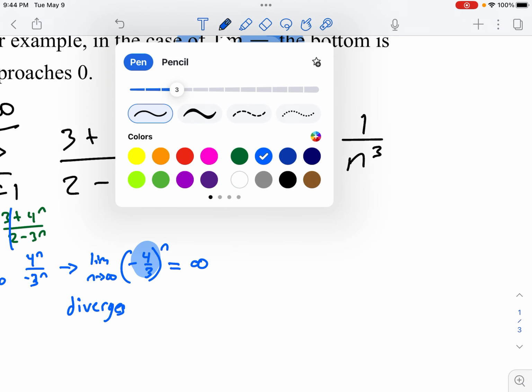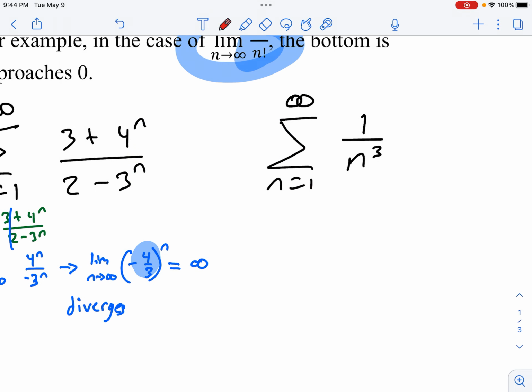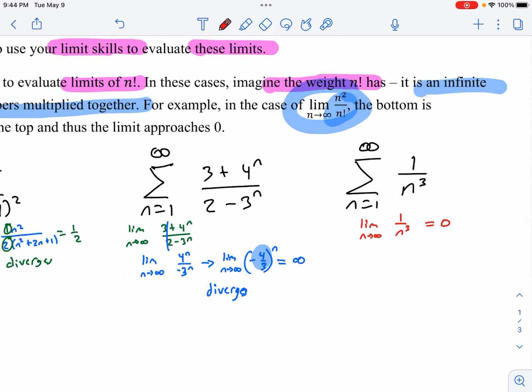Okay, so we have the series 1 over n to the third power, so we want to find the limit as n approaches infinity of 1 over n to the third power. And this should be a limit that you're familiar with, and you've done limits like this. Anything 1 over infinity to any power is going to approach 0, and so that's the answer to the limit. So what's that mean for the nth term test?